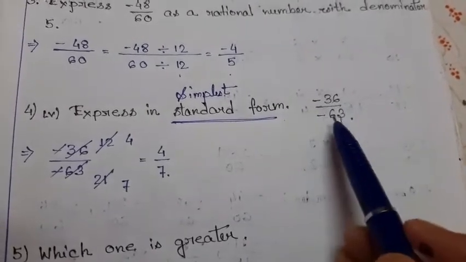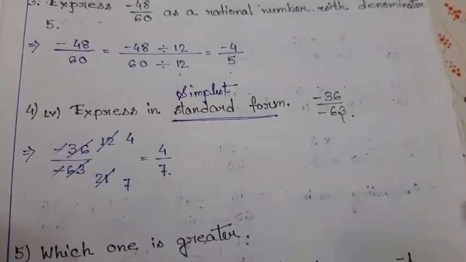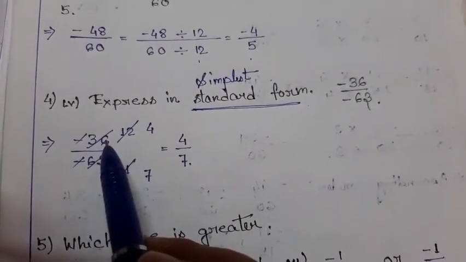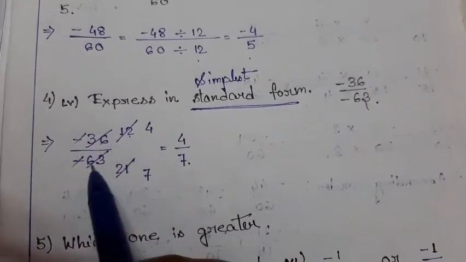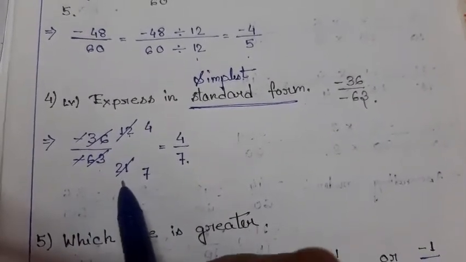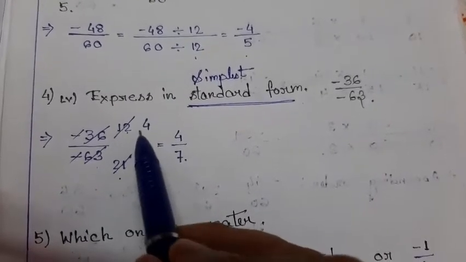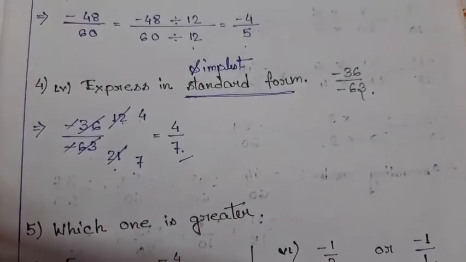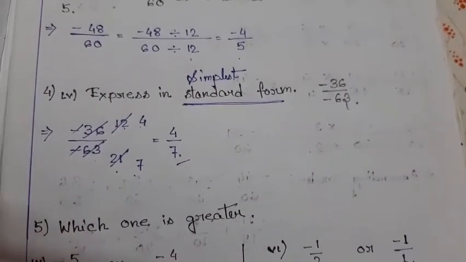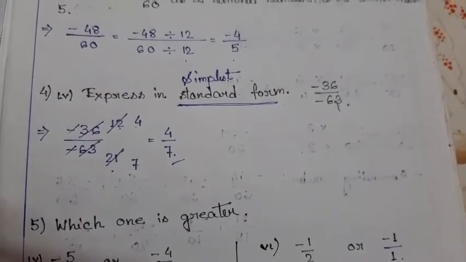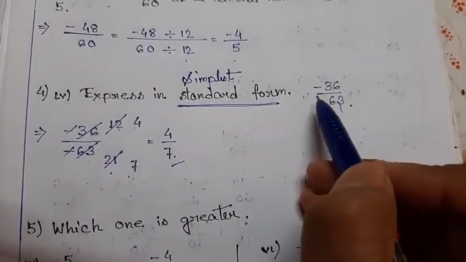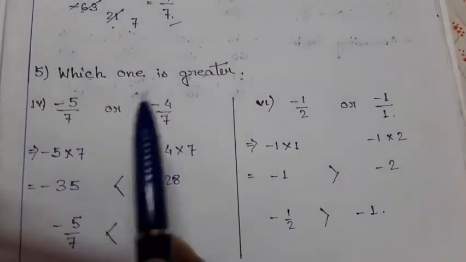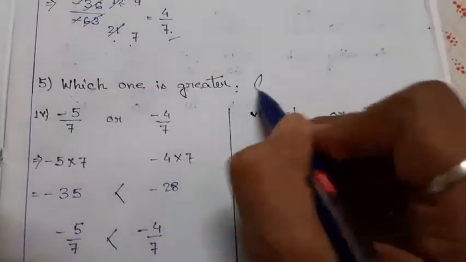See, the question is minus 36 by minus 63. At first we have to cut the minus signs. So 36 by 63. By cutting 3 we get 12, and by 3 we get 21. Now we cut both numbers by 3, 4 and 7. So our final answer will be 4 by 7. So if the question is making standard form, then we first cut the signs if both the signs are the same, and then we cut the numbers. Now, which one is greater? That means comparison.